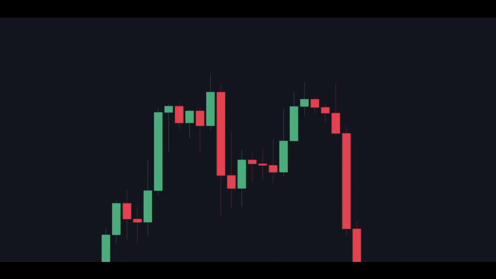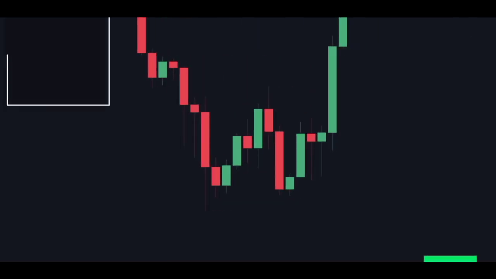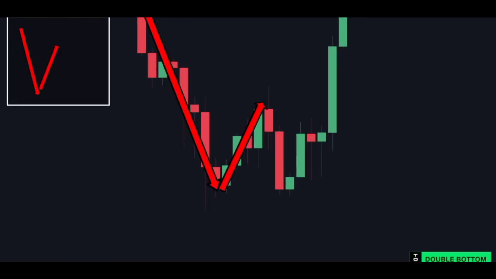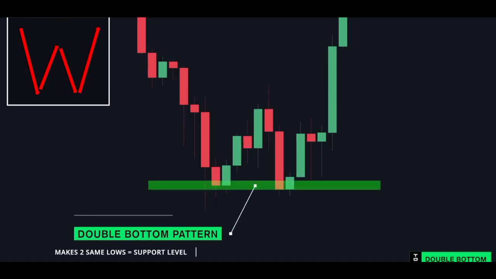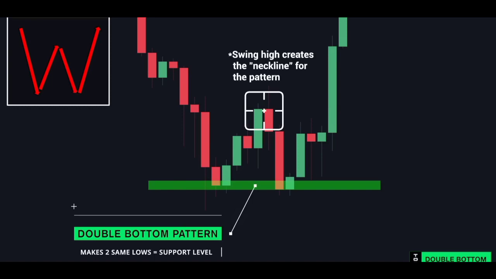Now, going the other way. You first have your moving downtrend. Price then makes two same lows. The bottoms essentially make a support level. This swing high here forms the neckline.